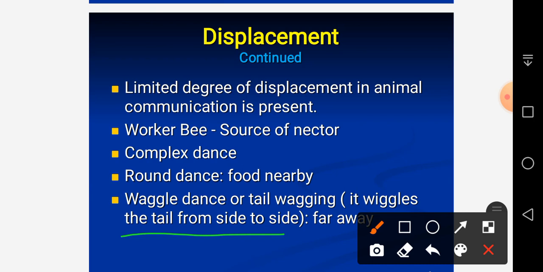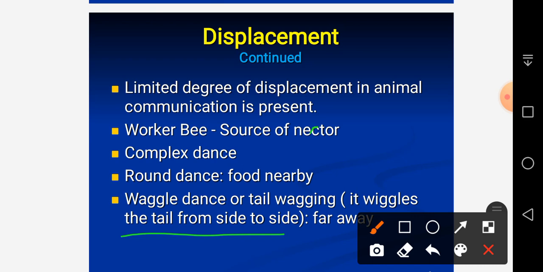Now, the other bees, what do they do? They can get the distance as well as the direction from the tempo of the tail wagging, and from the scent available on the body of the worker bee, and this way they get to the source of food, which is located far away. So in a way, in some animal communication systems, a degree of displacement is available. Sorry, but it is limited, okay?